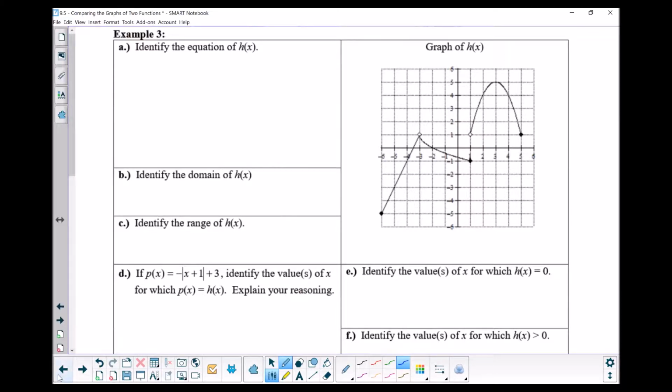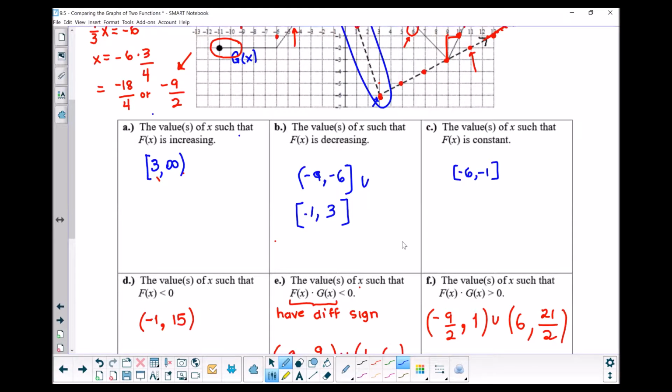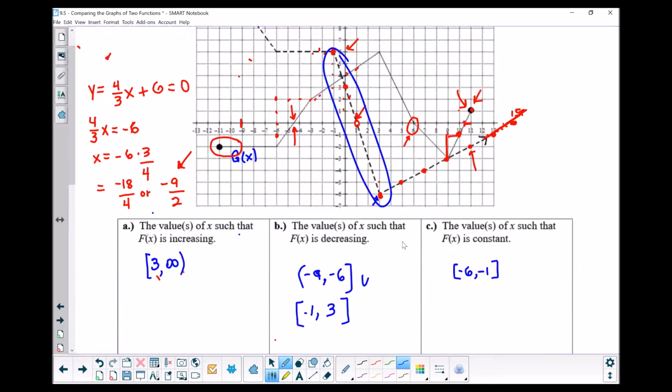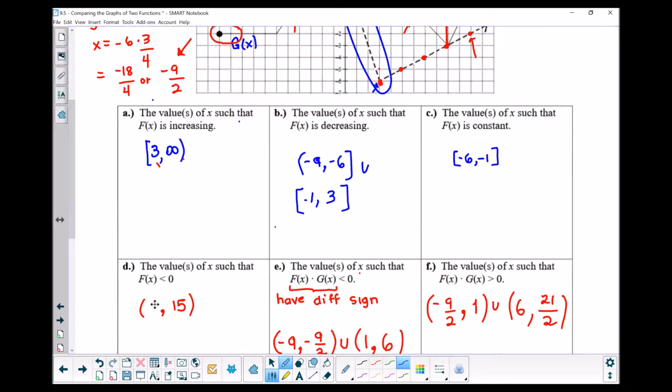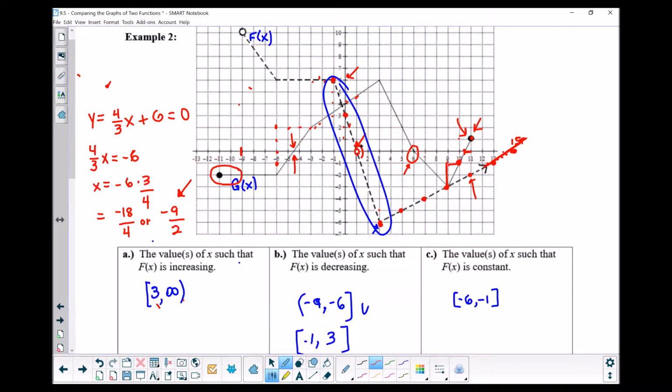Hold on. Martin says D should be 1, not -1. F of x is less than 0. What the heck? Gosh, you guys, you got to watch me like a hawk. Change this. This should be a 1. Yeah, f of x starts below the x-axis at +1.